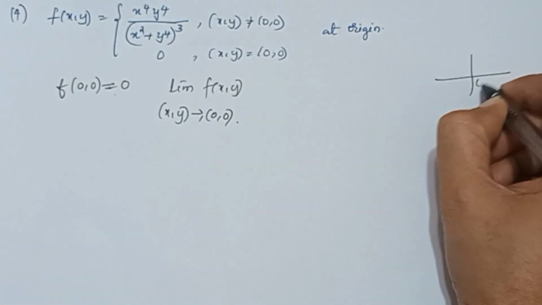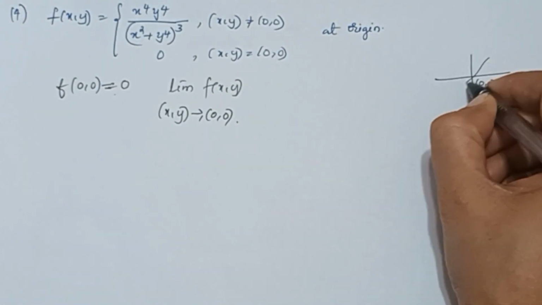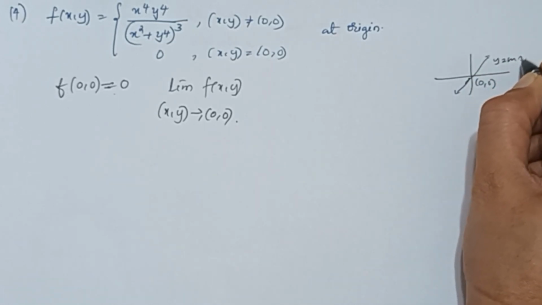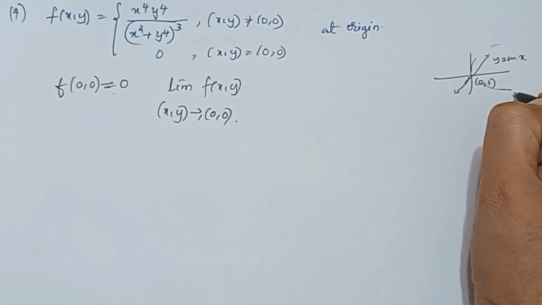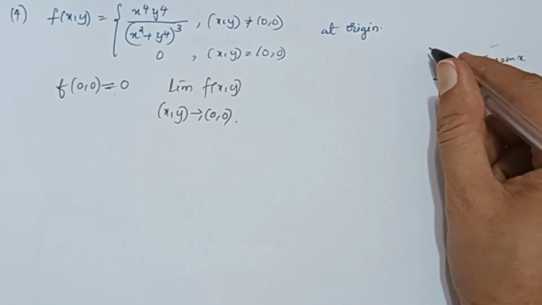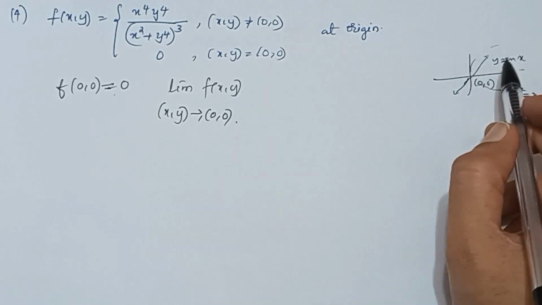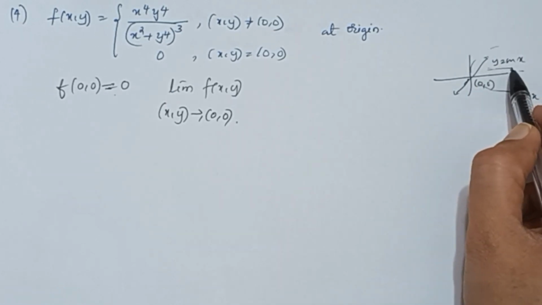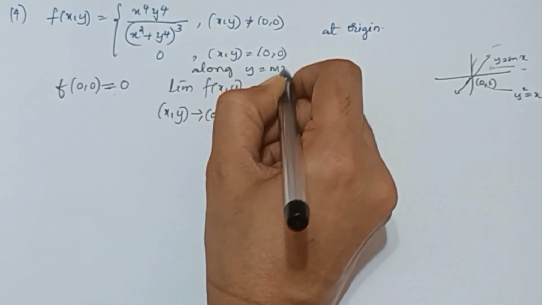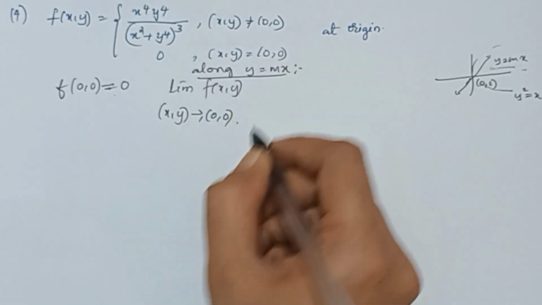That means to approach the origin, there are different paths, maybe along the line passing through the origin, that is y equal to mx, or through the parabola y square equal to x, or through the parabola x square equal to y, and so on. So first let me check with y equal to mx. So along the path y equal to mx, substitute y equal to mx.